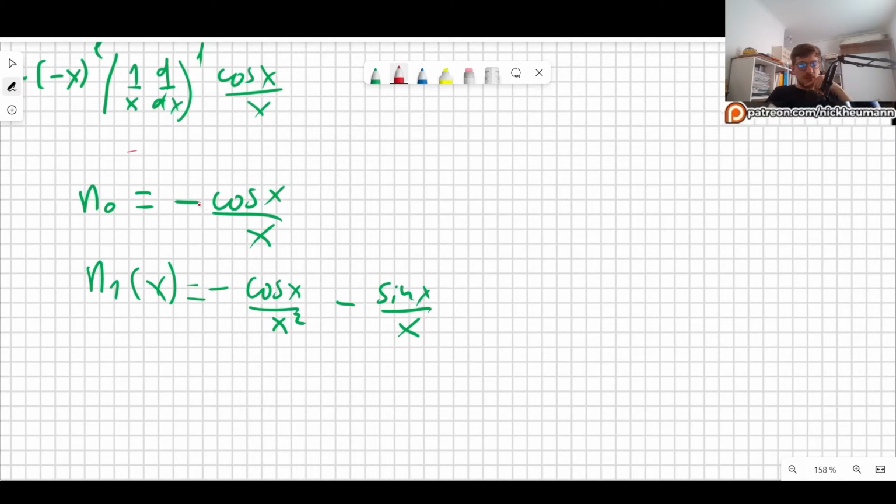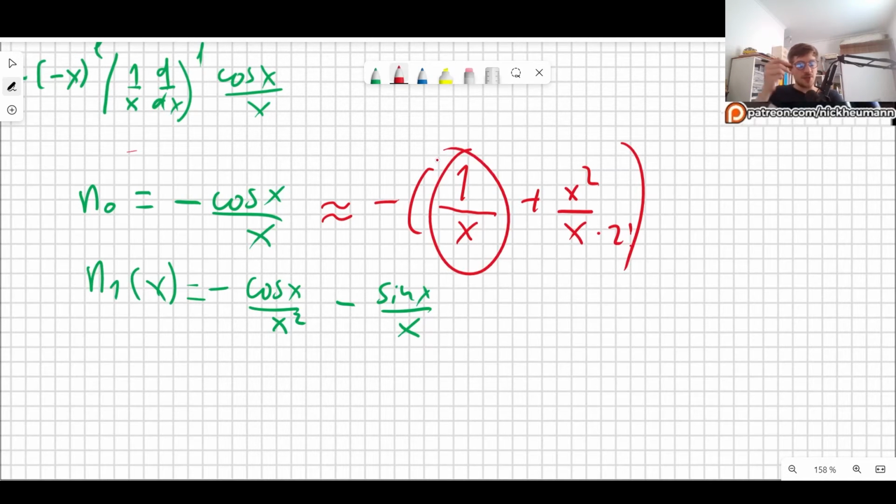n0, what do we have? We have minus cosine x over x. So let's approximate it. Minus cosine, we know, is going to be 1, and then we have over x. You could add some other terms, right? You could add the next one, so you get plus maybe x squared over x times 2 factorial. But the issue is here. Now we have something of 1 over x, which we did not have before. So this part blows up.